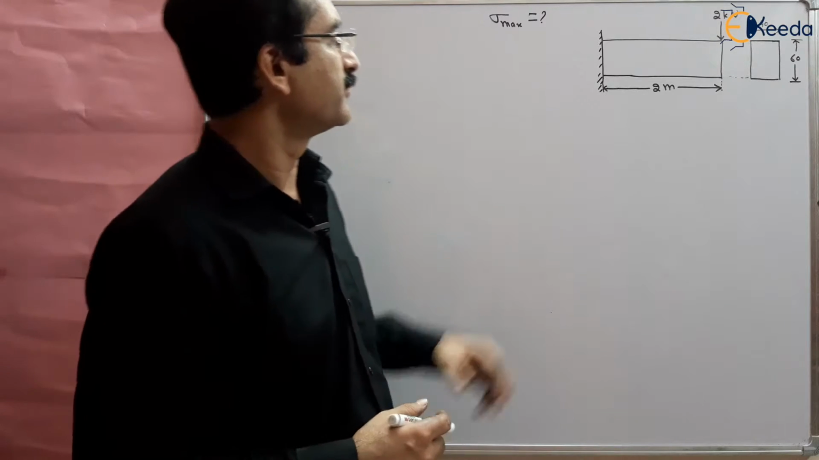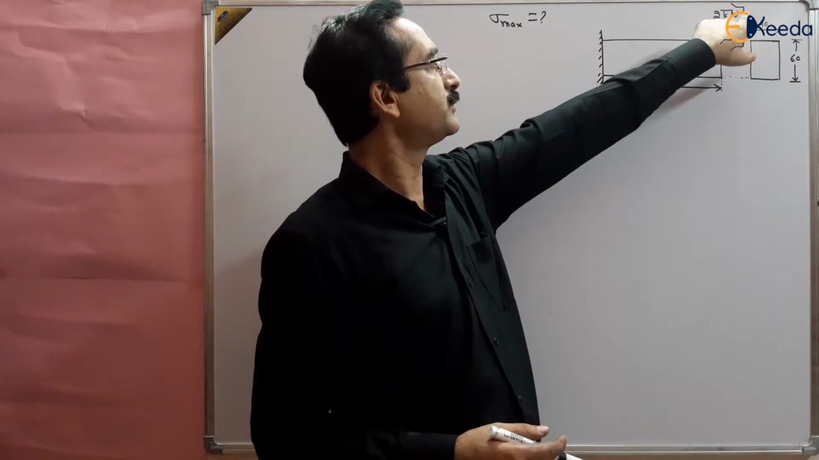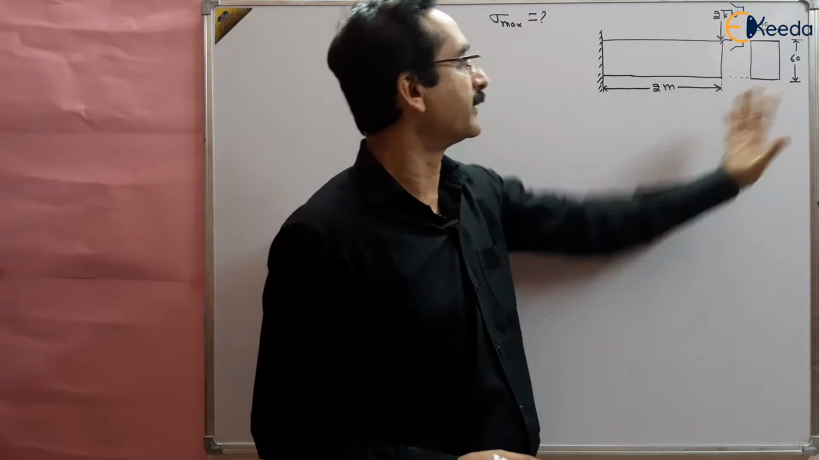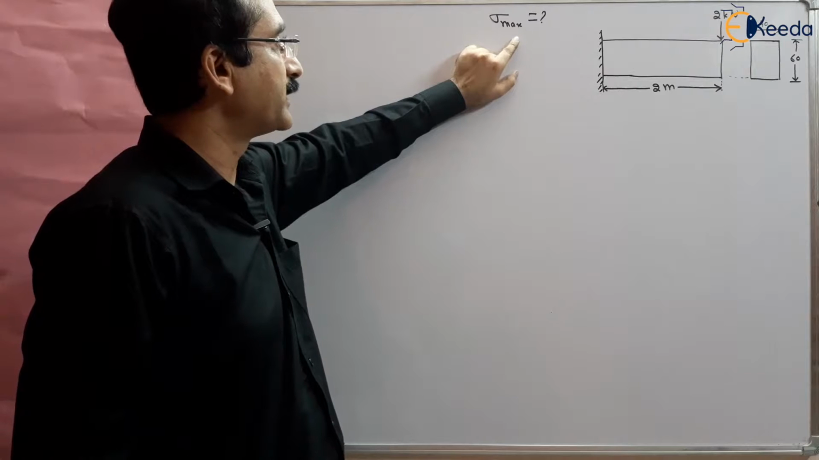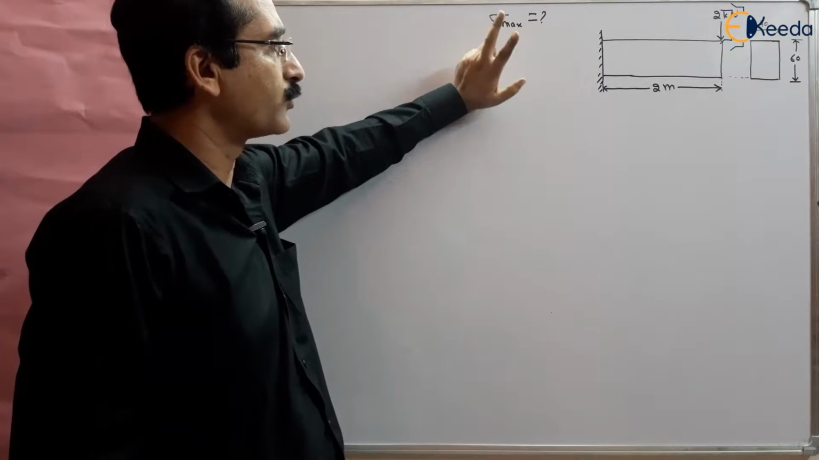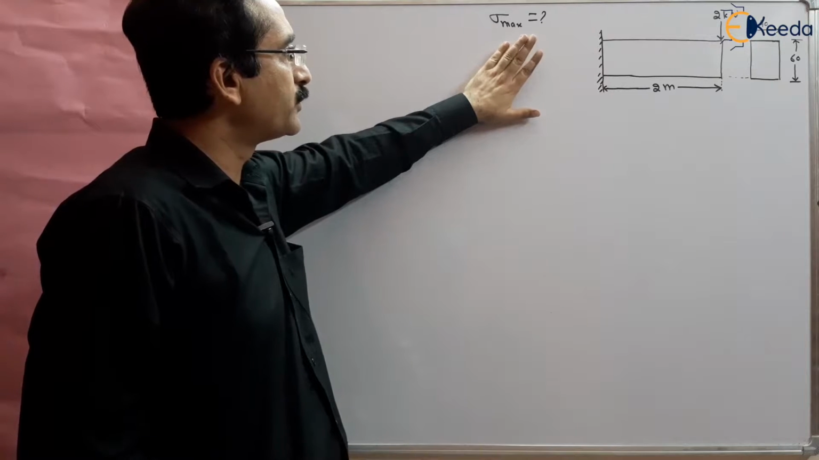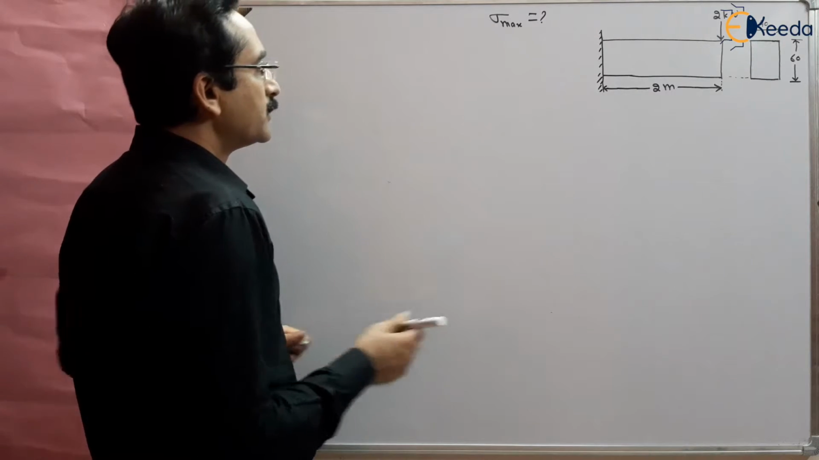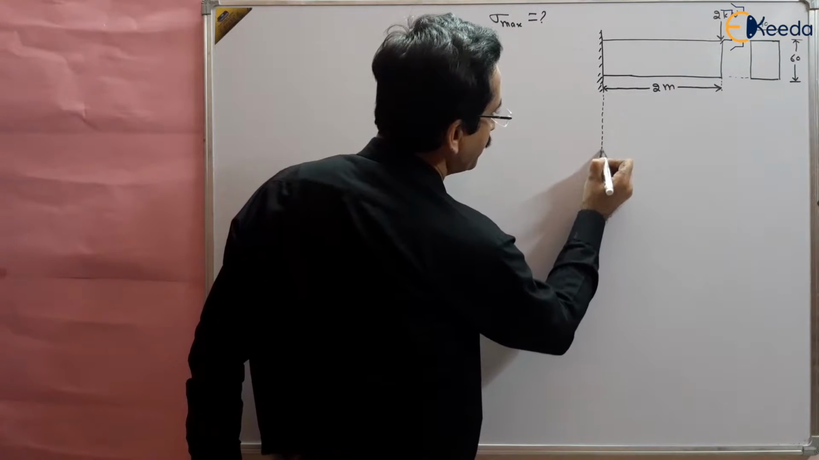In this question, we are given a cantilever beam of 2 meter length applied with 2 kilonewton point load at the end. We have to find the maximum stress developed in the material. Sigma max we have to find out, right? So you know that the stress depends upon the bending moment, right? So you should know the bending moment diagram of this cantilever beam.